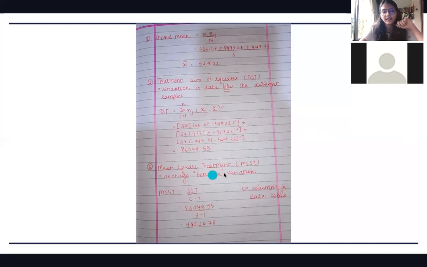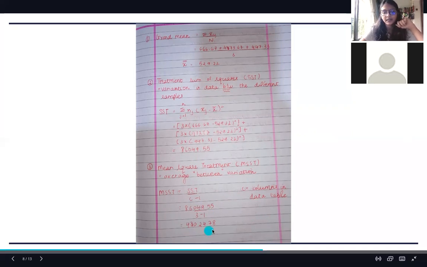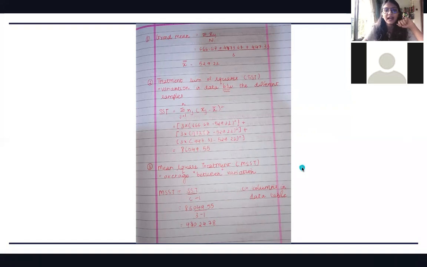Then you find your mean square treatment, which is MSST. This is basically you dividing your SST by C minus 1. Out here, C is the columns in the data table, and you get this answer. Mean square treatment is again you're trying to find the average variation between the groups.